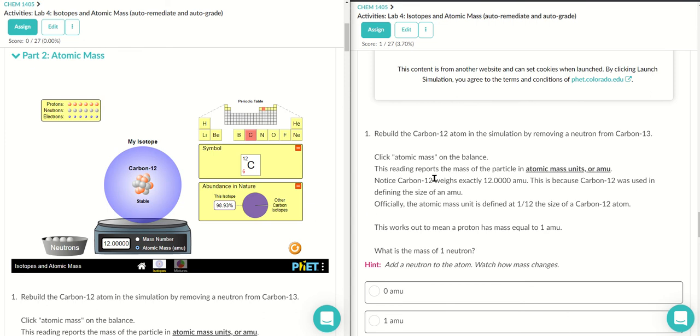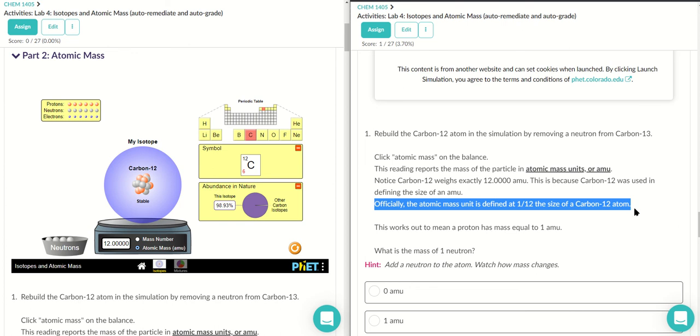Then we're going to open up our carbon. We have our carbon-12. This reading reports the mass of the particle in AMU. Notice that carbon-12 weighs exactly 12 AMU, and it's because carbon was the element that we used to make that definition. It's what we modeled everything else after in terms of mass. So they took a carbon-12, not necessarily weighed it, but calculated the mass of it, and they decided 12. Then they divided that by 12, and whatever that mass was is now the unit. I know it's kind of weird to think about, but basically the atomic mass unit, AMU, is defined as 1/12 of the size of a carbon-12.